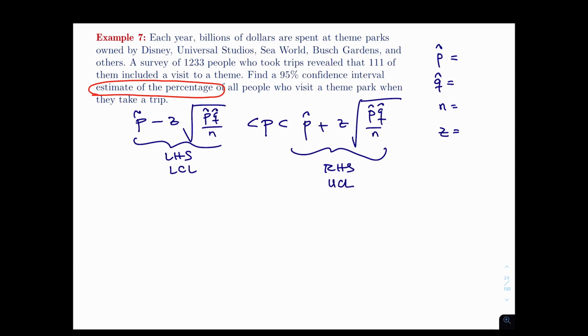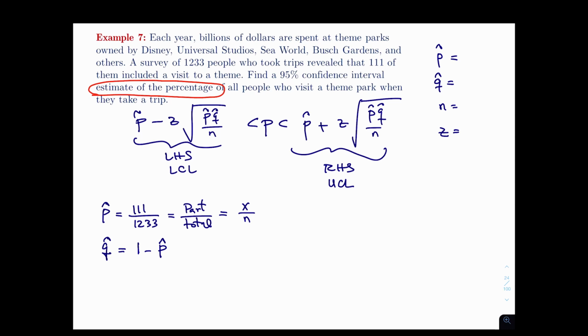Well, you see, this is a problem where P hat's not given. It tells you there's 111 of them out of 1233. So this is like a part divided by total type situation, and that's P hat. Mathematically, you say X over N. So that's how you find P hat on Excel, and then your Q hat will be 1 minus P hat.